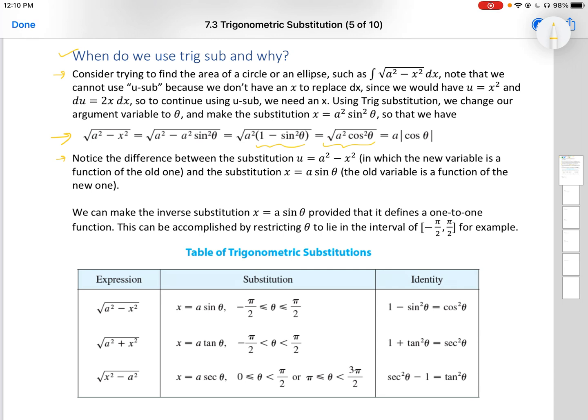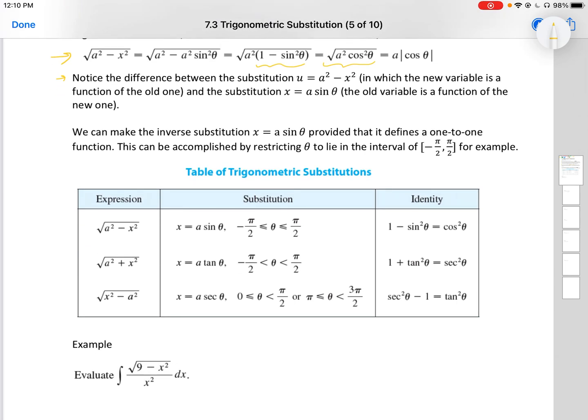Notice the difference between the substitution u equals a squared minus x squared, in which the new variable is a function of an old one, and the substitution x equals a sine theta, where the old variable is a function of the new one. We can make the inverse substitution x equals a sine theta provided that it defines a one-to-one function. This can be accomplished by restricting theta to lie in the interval of negative pi over 2 to pi over 2, for example. And we use this restriction because we have sine.